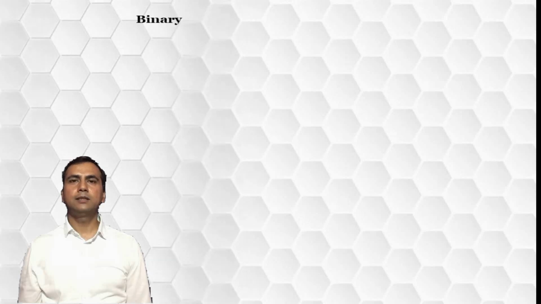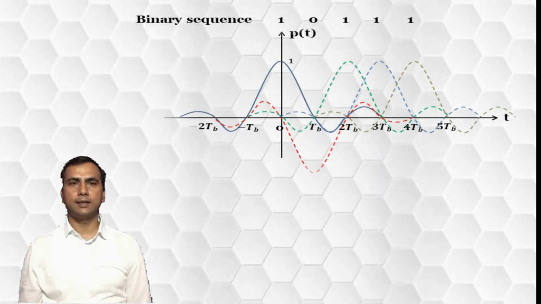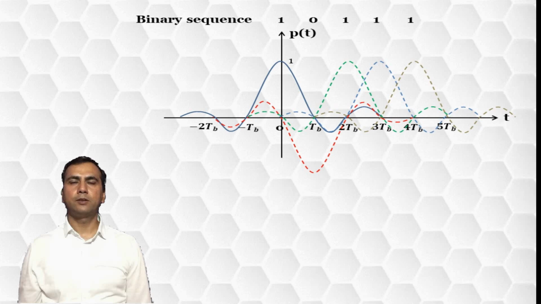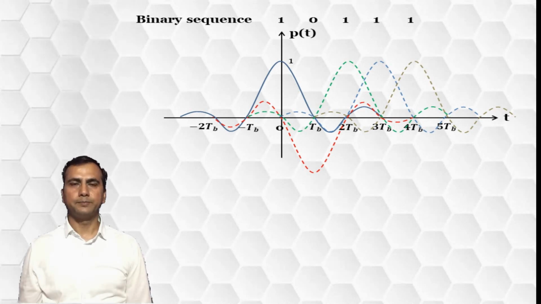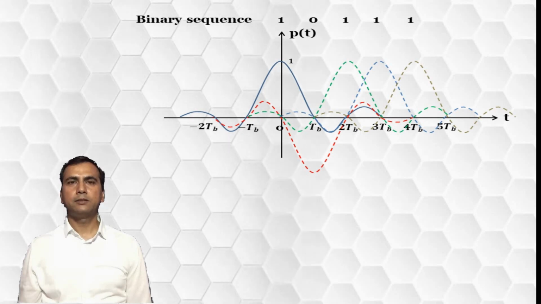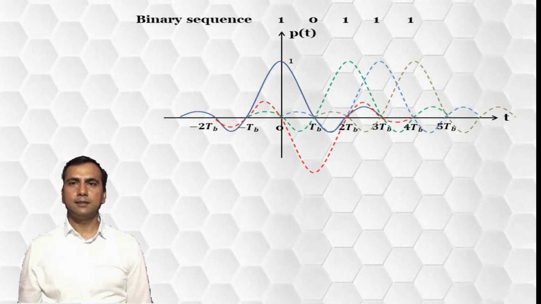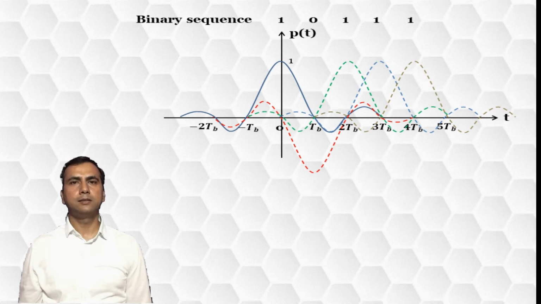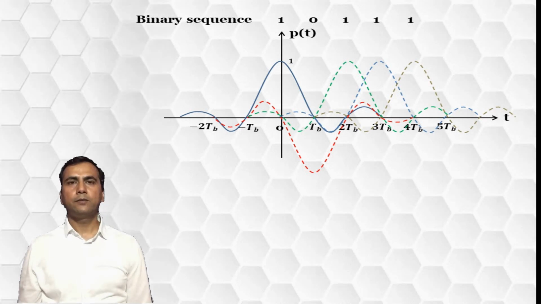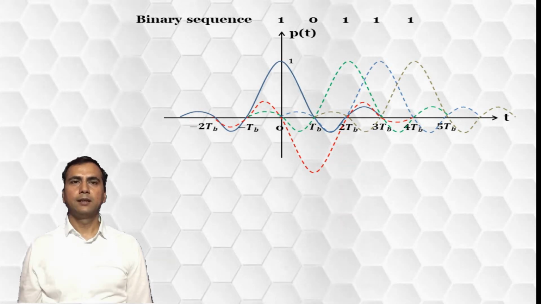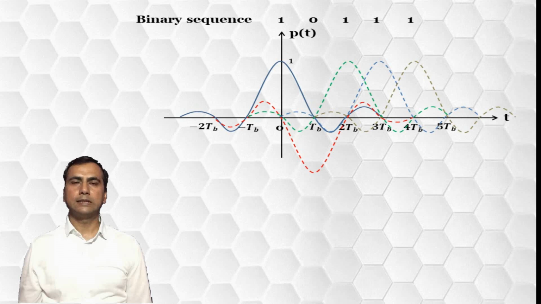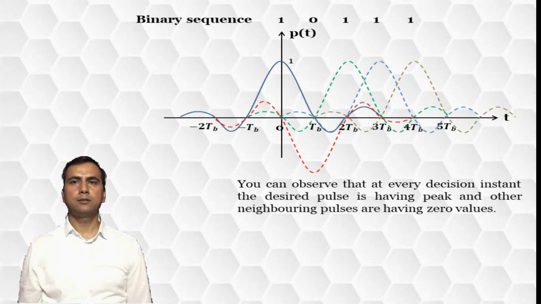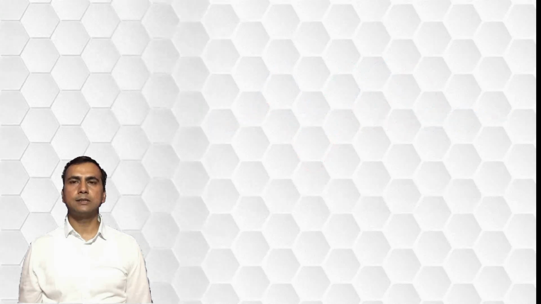Suppose you have a binary sequence 10111, and here it is presented in the diagram how the bits are transmitted using sinc pulses. You transmit a sinc pulse for 1 and a negative sinc pulse for 0. Here you can observe that at every decision instant, the desired pulse has its peak and the other neighboring pulses have 0 values. So there is interference from other pulses within the bit duration, but no interference at the decision instant. Thus the Nyquist pulse not only removes ISI but also results in the minimum bandwidth requirement for the same information.